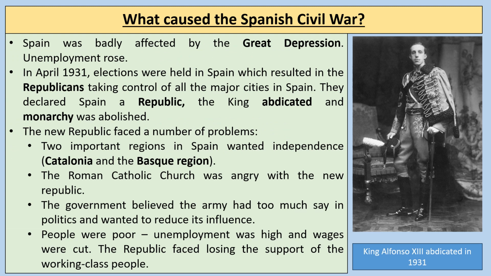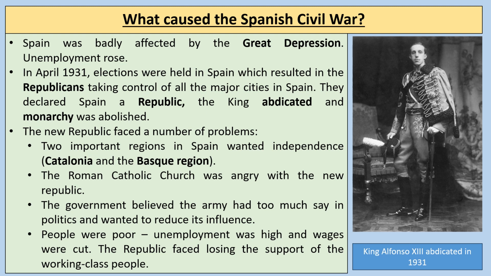So what actually caused the Spanish Civil War? Well, as many other countries at the time, Spain was badly affected by the Great Depression, which was triggered by the Wall Street crash in 1929. This led to unemployment rising dramatically. In April 1931, elections were held in Spain, which resulted in the Republicans taking control of all the major cities in Spain. They declared Spain to be a republic, and the king abdicated, which means resigned, and the monarchy was abolished. And you can see there King Alfonso XIII, who was the king who abdicated.